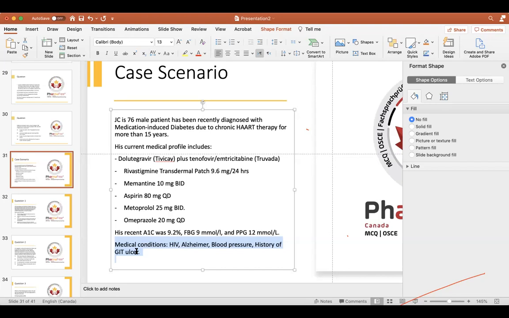Fine. Take all the information you need from here and we will proceed. 76 years old male patient, HIV, diagnosed with medication-induced diabetes. Okay, so let's go.